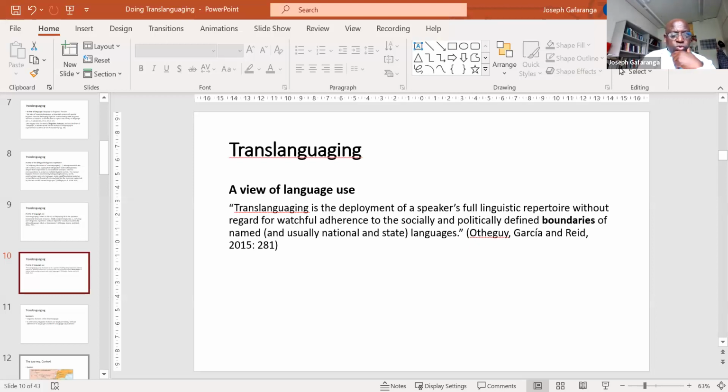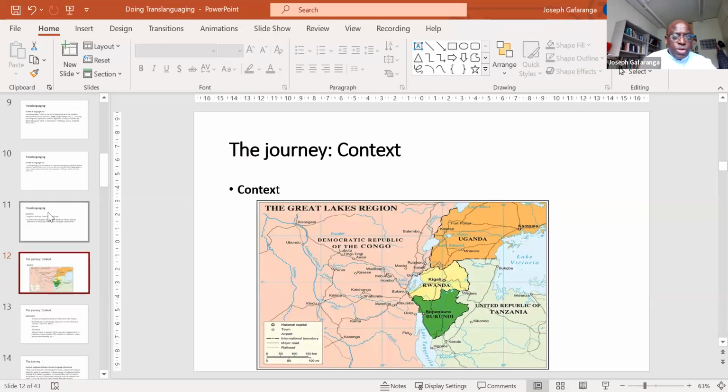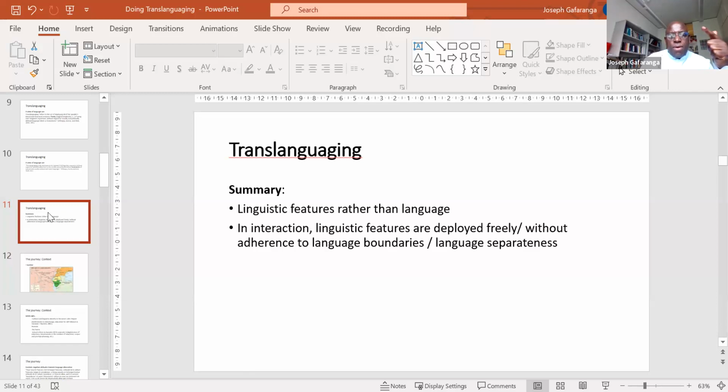So my question really is, yes, there might be situations where features or languages or whatever are deployed free of any control, but does that capture the whole reality of bilingual language use? And that's something we will keep in mind as we go. Now, debate about translanguaging can go on and on, and I will just say that we retain two things: preferring linguistic features over language, and this notion of free, unbounded deployment of linguistic features.